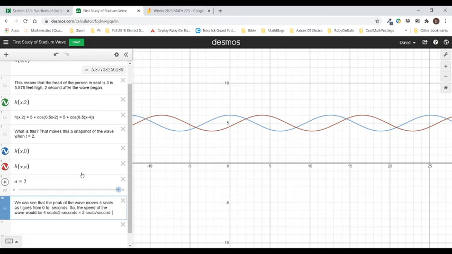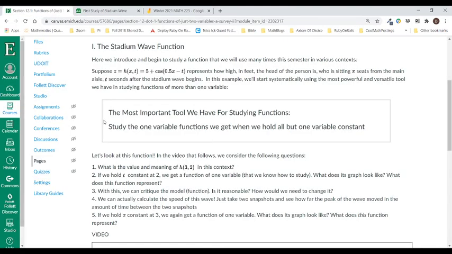I'm now going to make another criticism. A wave that only moves 2 seats per second is ridiculously slow. I mean, even old alumni move faster than that. But we did calculate the speed of the wave, which is great. Let's go back to the question.